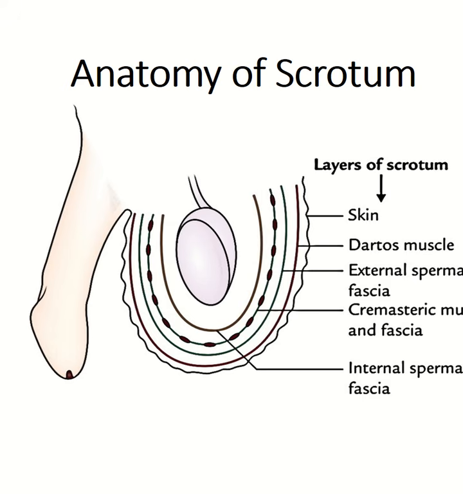This is a muscle that surrounds the testis and is involved in temperature regulation by contracting to elevate the testis in cold weather and relaxing in warm conditions. Internal spermatic fascia is derived from the fascia transversalis. Tunica vaginalis is a serous membrane derived from the peritoneum covering the testis and epididymis.